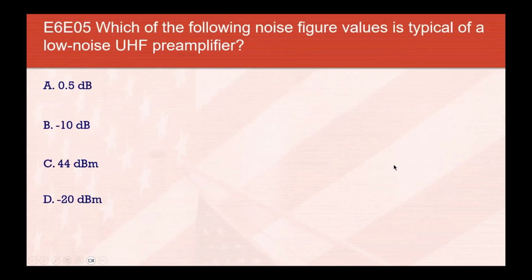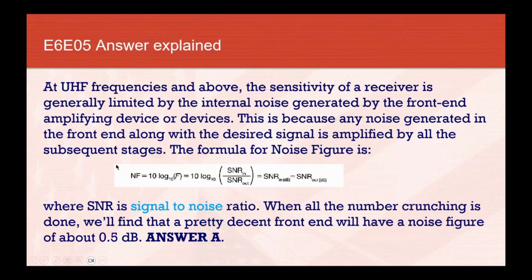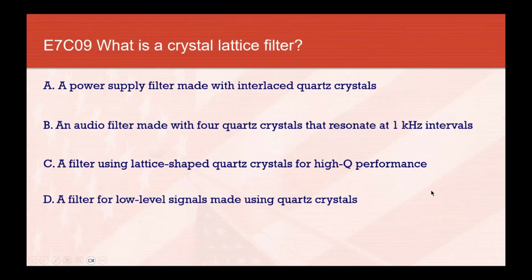Which of the following noise figure values is a typical low noise UHF preamp? And this is one of those, just memorize it. It's a half a decibel, 0.5 dB. And that's the formula for how they figure that out, which is probably not worth remembering.